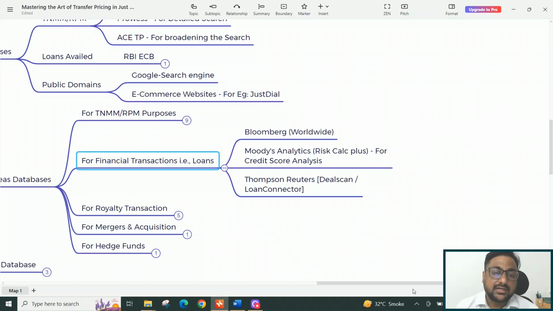Then after, the third database is Thomson Reuters DealScan or Loan Connector. So this is also a good database. I have attached the screenshots. I have also shared that file below this video, so that you can understand how that database looks, how the query is built on that database, and then the transaction output you get, right? So that is for financial transactions.